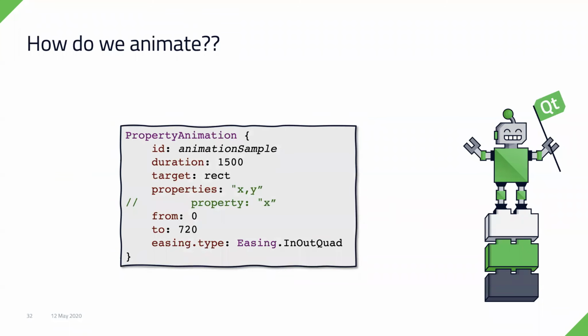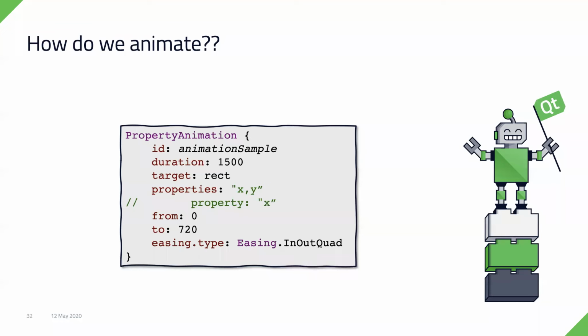Okay, so how do we create an animation object? In this case, we have a property animation, and its ID is animation sample. The duration is 1,500, of course that's milliseconds, so that would be 1.5 seconds. Its target is the rectangle. When we say target, we're talking about the item which we are going to be running the animation on. So this property animation maps to the rectangle which we had a couple of slides back, which you can go back and look at sometime. We're going to be animating the properties of that particular item.